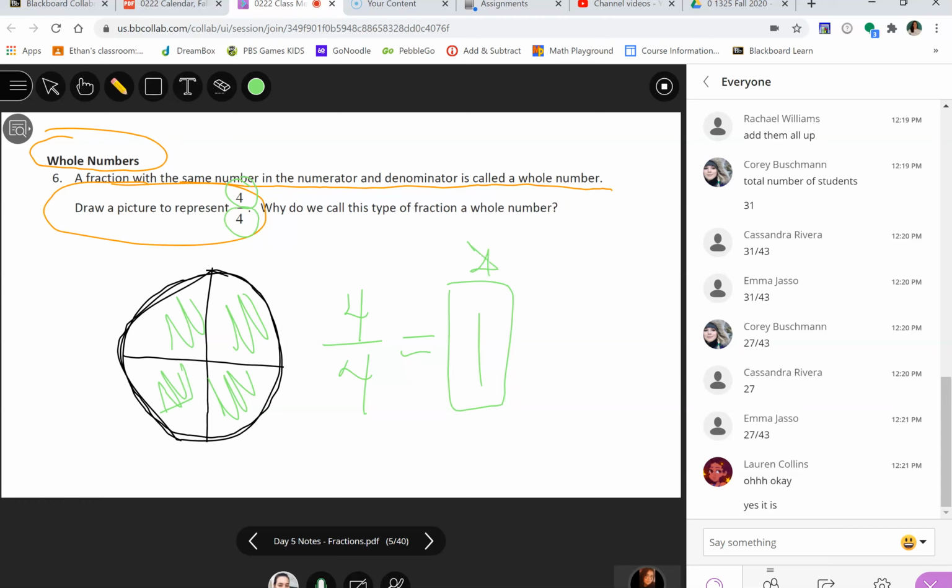Now you're used to seeing whole numbers written like that, like number 1, right? But if you see 4 out of 4, they're going to call that a whole number. So I didn't want you to freak out on MyMathLab. It's so technical, you know. And then there's 3 other kinds of fractions.